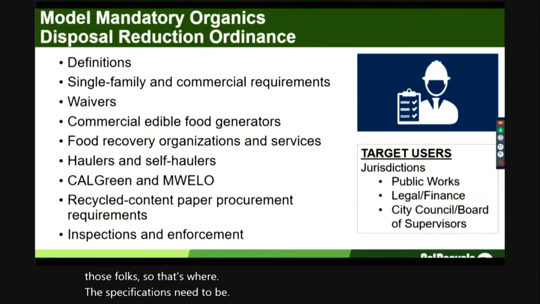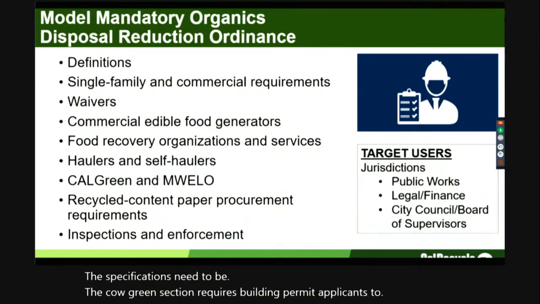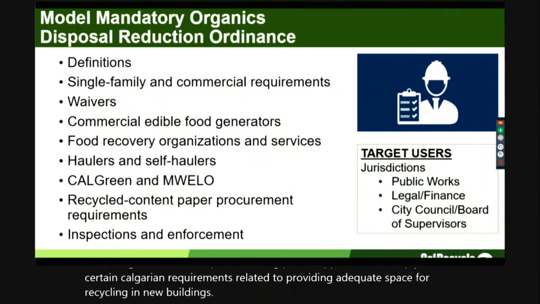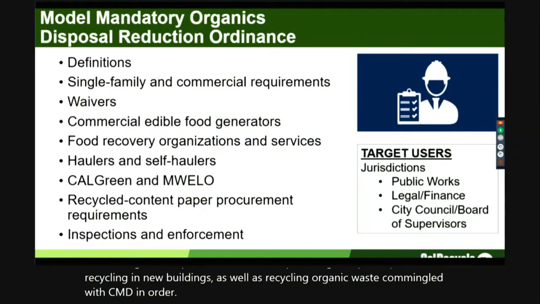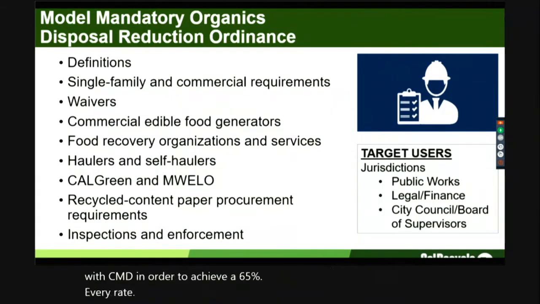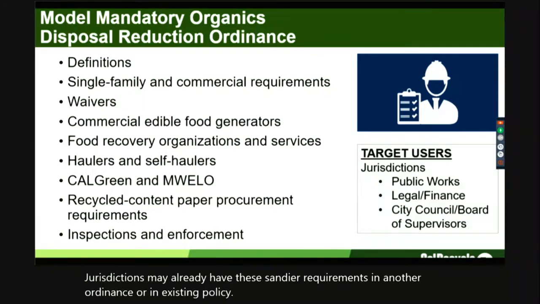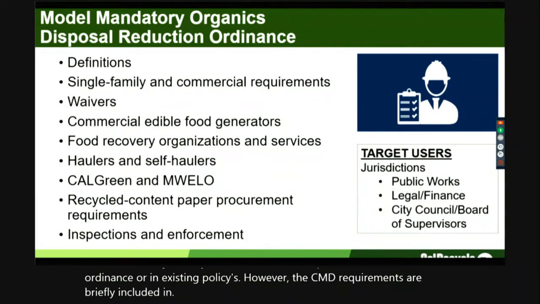The CalGreen section requires building permit applicants to comply with certain CalGreen requirements related to providing adequate space for recycling in new buildings, as well as recycling organic waste commingled with C&D in order to achieve a 65% recovery rate. Jurisdictions may already have these C&D requirements in another ordinance or in existing policies. However, the C&D requirements are briefly included in this model for a holistic look at 1383 related to CalGreen.